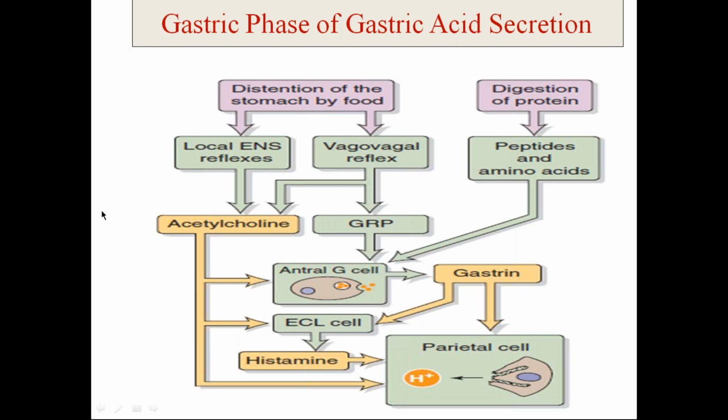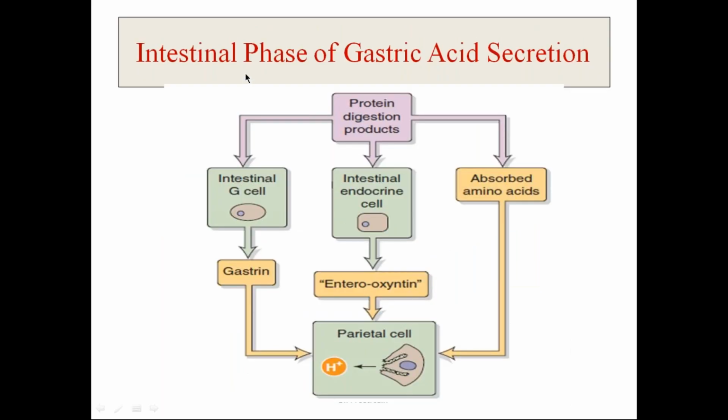जो cephalic phase है वो primarily occur कर रहा है through the neural mechanisms. Third is your intestinal phase of gastric acid secretion. The protein digestion products, what they do is that they stimulate the intestinal G cells. So duodenum में intestinal G cells भी present होते हैं. These are like the antral G cells, and they cause the release of HCl.